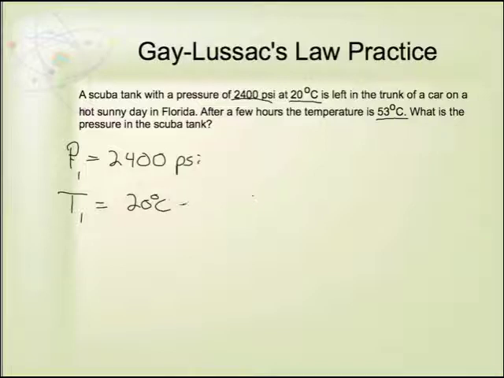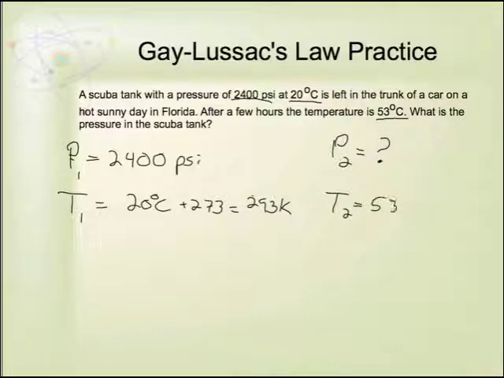So 20 degrees Celsius, we need that in Kelvin, add 273. That's going to give us 293 K. We don't know what the final pressure is going to be, but we need to figure it out. At 53 degrees Celsius, it's about 130 degrees Fahrenheit in Florida. We need to know that the scuba tank will not rupture, so it needs to be able to withstand the new pressure. That's going to give us 326 Kelvin.